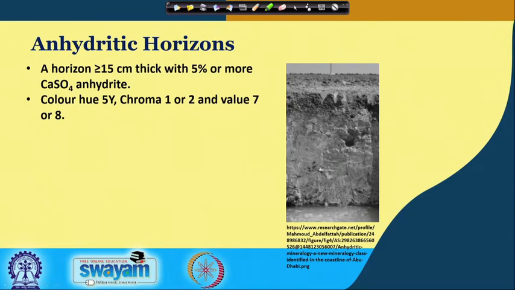Now, next one is called anhydritic horizons. This horizon is greater than 15 centimeter in thickness with 5% or more calcium sulphate anhydrite. The other name of calcium sulphate is anhydrite. So, this horizon contains more than 5% of calcium sulphate, and it shows different color hue, chroma and values. Its hue is 5Y, which is a dominant spectral color, chroma is 1 or 2, which is purity of the color, and value is 7 or 8, which is degree of darkness or lightness. So, this is an example of anhydritic horizon.